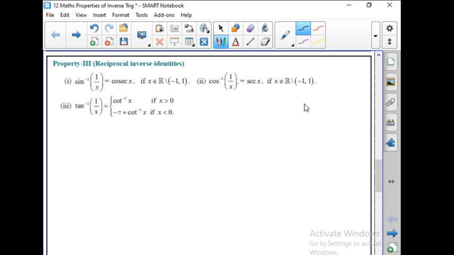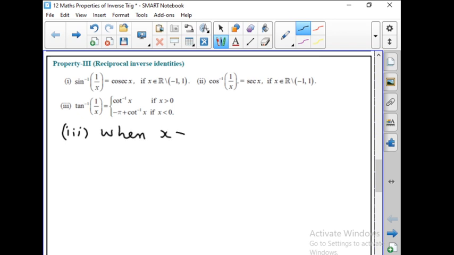Now, I will prove the third one. The third subdivision: tan inverse of 1 by x is equal to cot inverse of x if x is greater than 0. So, we will take the first case.